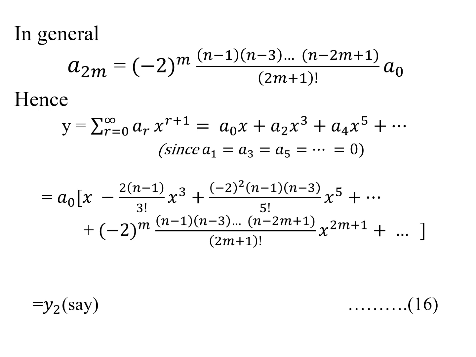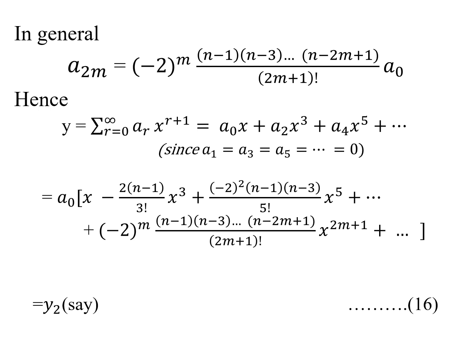Therefore, the general term, we know that y is equal to summation r varies from 0 to infinity a_r x power k plus r. Now we have to put k is equal to 1. Therefore, this becomes a_r x power r plus 1. This can be written by expanding r is equal to 0, 1, 2, 3, 4, 5, etc. Since a1 is equal to a3 is equal to a5 is equal to 0, we are getting only a naught x plus a2 x cube plus a4 x power 5 plus etc. Substituting for these values a2, a4 etc.